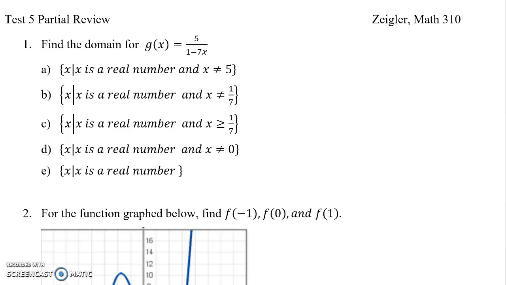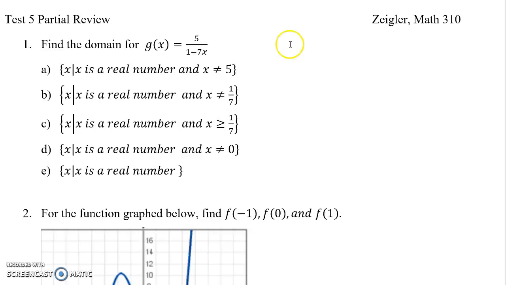The domain means all the values of x that will work, that not necessarily make it true, but will be allowed. In other words, the value of x does not result in an undefined value. In this case, there is a value of x that will make this function g of x undefined, and that is whatever value makes the denominator equal to 0, because division by 0 is undefined.